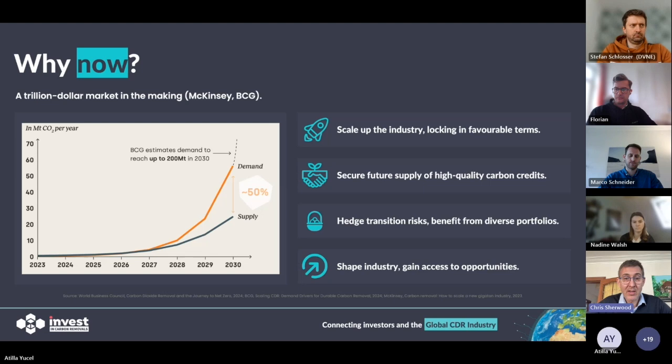Here are some reasons why you should invest in carbon removals now. It's an industry which is going to be very, very large by 2050. We expect demand to start to increase exponentially, and by 2050, we think it'll be a $1 trillion industry. So get in early, lock in your favorable terms, get yourself a supply of high quality carbon credits, hedge your transition risks, and help us to shape this industry. And you will find that it's a rewarding investment in the long term.